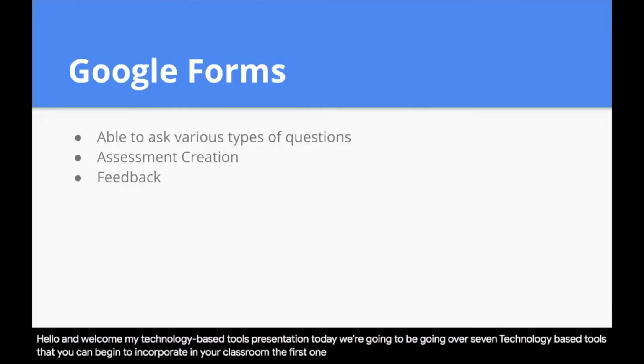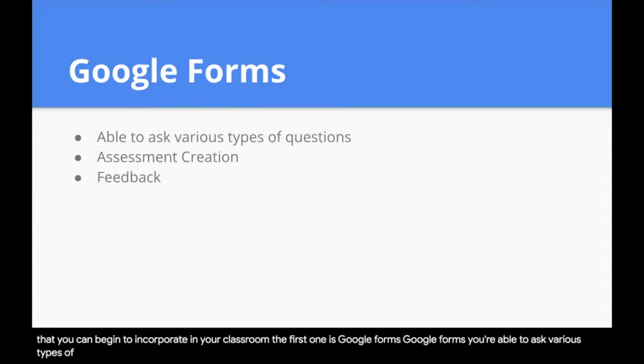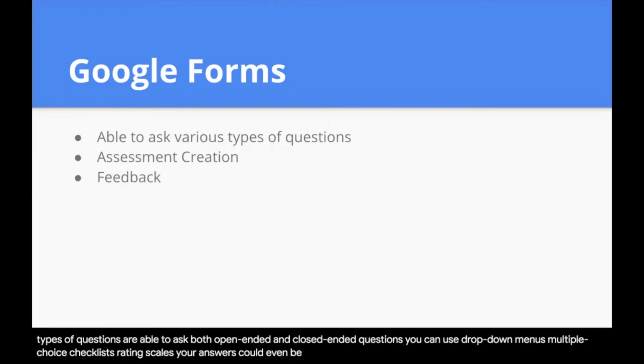The first one is Google Forms. With Google Forms, you're able to ask various types of questions. You're able to ask both open-ended and closed-ended questions. You can use drop-down menus, multiple choice checklists, rating scales. Your answers could even be short answer text boxes. And then you're able to have multiple choice, scales, grids, dates, times.